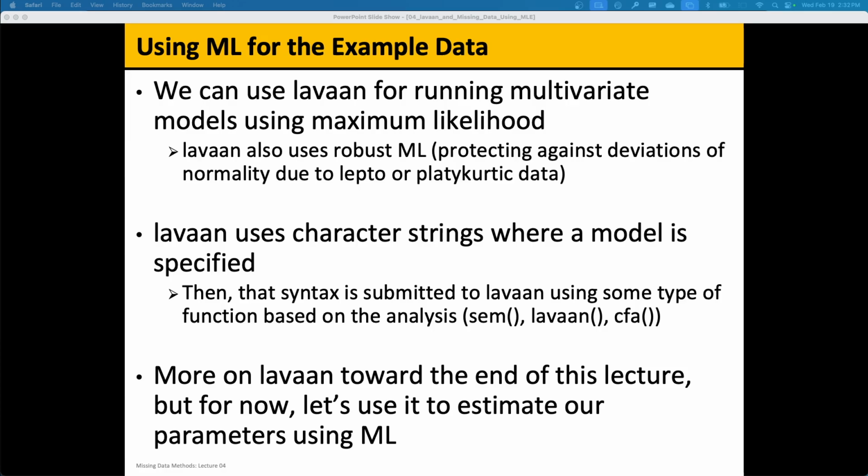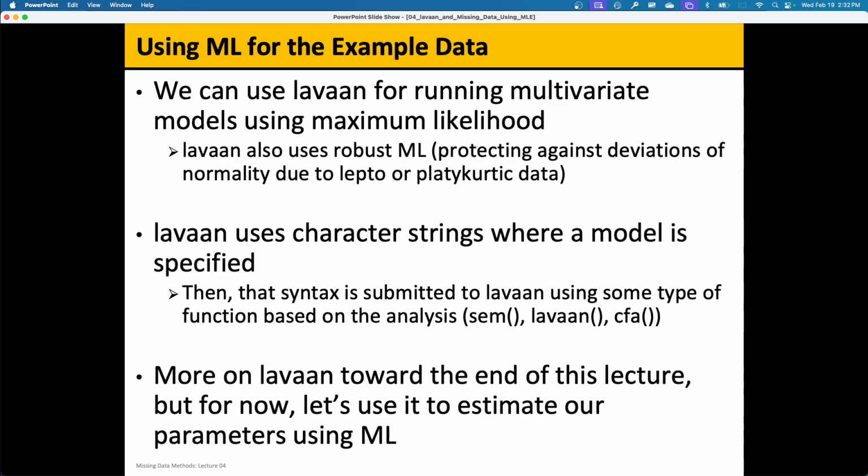As you know, lavaan uses character strings to specify a model in R. And then you submit that long character vector into a function, and lavaan parses it and creates a model for you, right? The function that you submit it to can be sem, could be just lavaan, and could be cfa. How many of you have used the cfa or sem versions before? Anybody used the lavaan version before? If you use the lavaan version, you have to specify like everything. cfa and sem make assumptions about some of the model parameters that you may not want to specify.